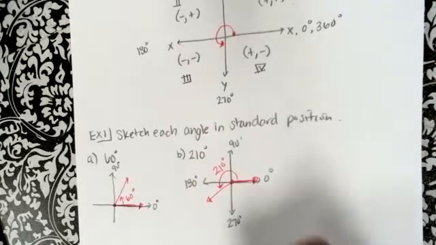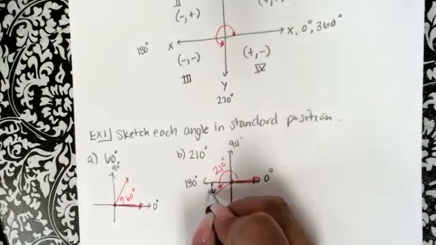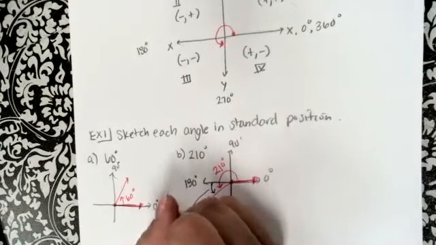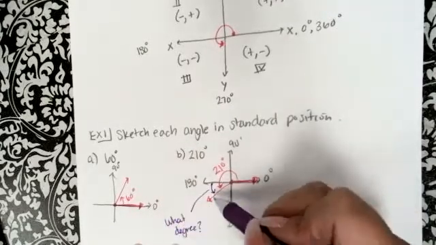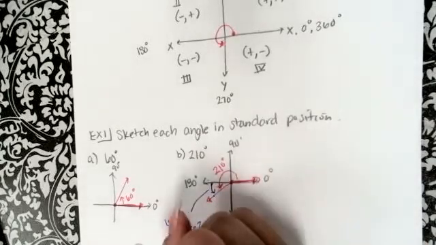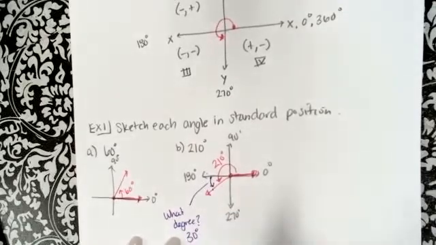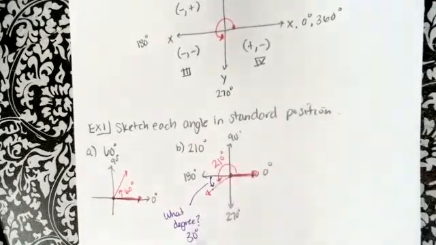If I asked you right here, what is the measurement from this side to this side? If this is 210 and that's 180, the difference between here would be 30 degrees. We will get into this later. This is called the reference angle, the shortest distance to the x-axis.